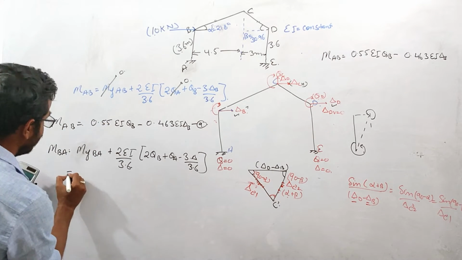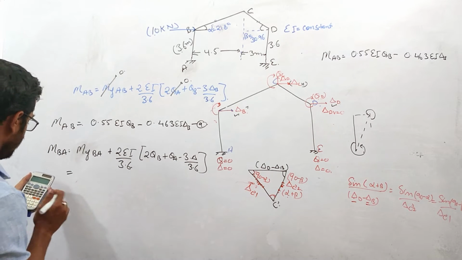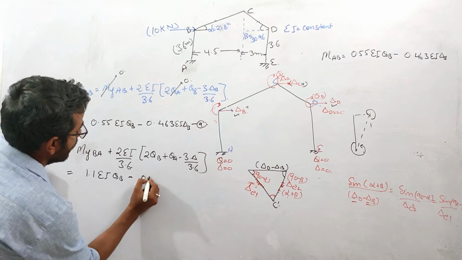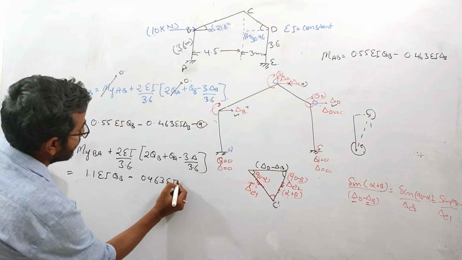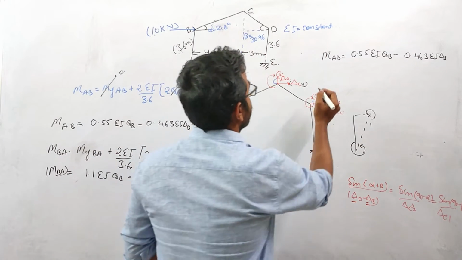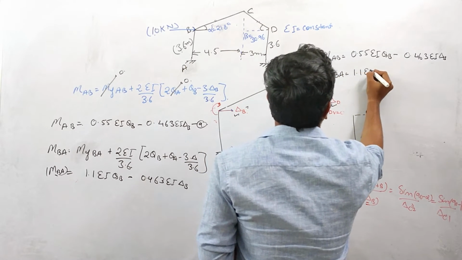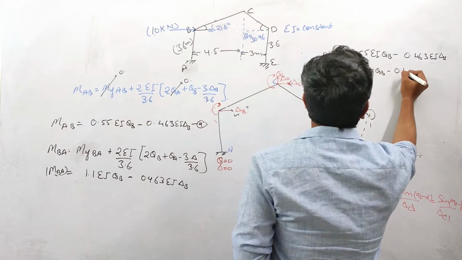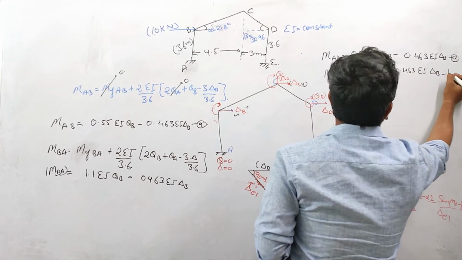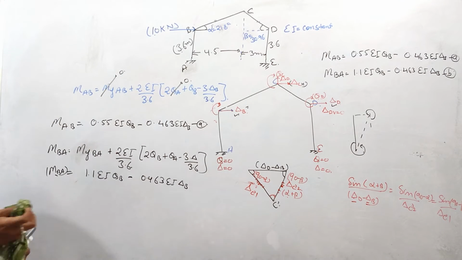So if you solve this equation, it will be 0.55 into 2, this is 1.1 EI theta B minus 0.463 EI delta B, right? So this is MBA. So MBA will be 1.1 EI theta B minus 0.463 EI delta B. This is A, this is, let us suppose, B. Okay, so we have established the relation for this column, basically this AB column.